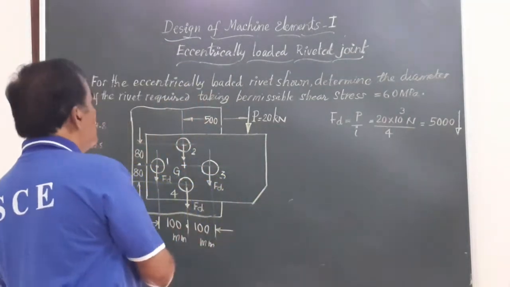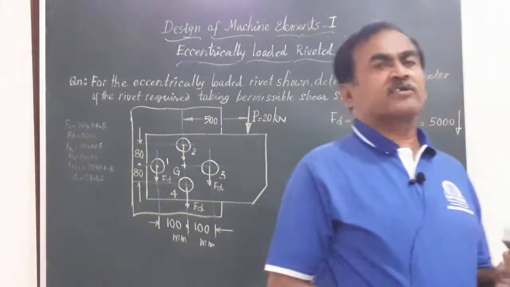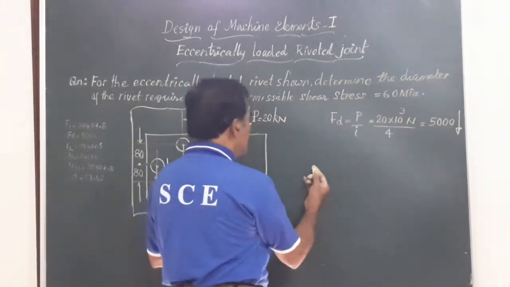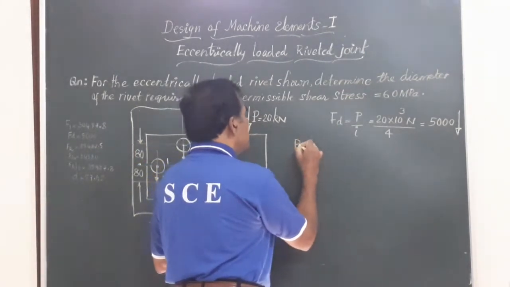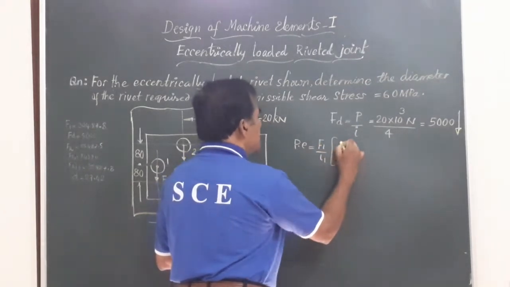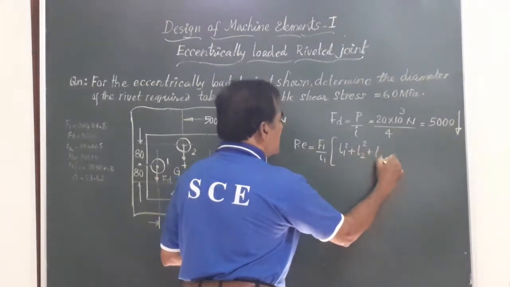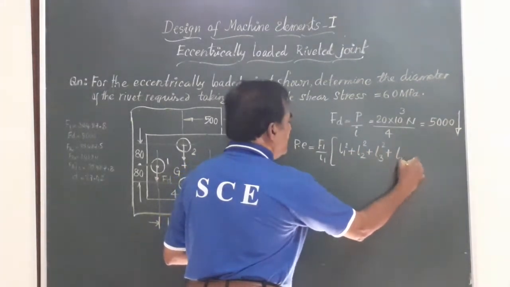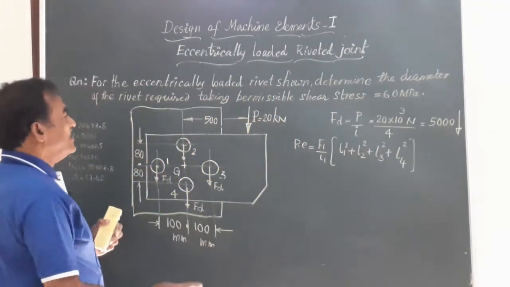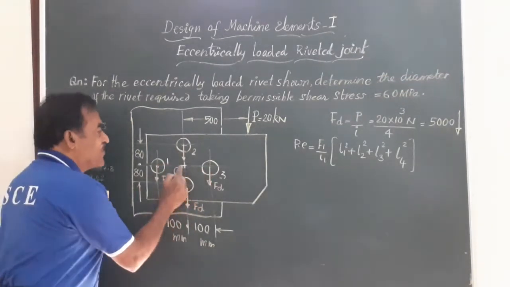Friends, after finding out this direct load and marking it on the diagram, let us find out the secondary load due to this bending moment. So the secondary load is obtained from the formula P into e is equal to F1 by L1 bracket L1 square plus L2 square plus L3 square plus L4 square, where L1, L2, L3 etc. are the distances of the rivets 1, 2, 3 and 4 from the CG.